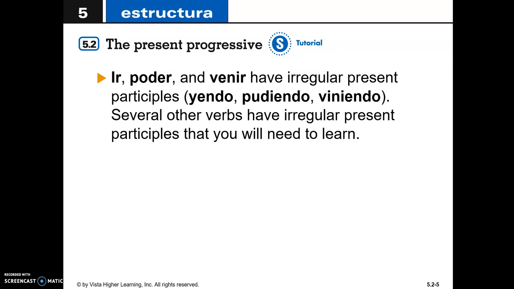The one nice thing about poder and venir is that those are going to set the stage for us when we start getting into our past tense. Okay, so if you can kind of remember this pattern, it will help set the stage for us when we move to the past tense.